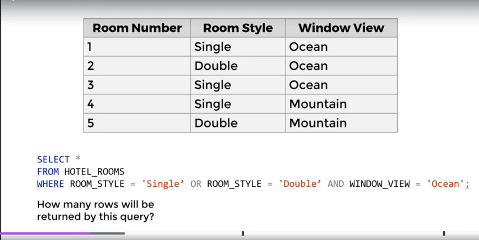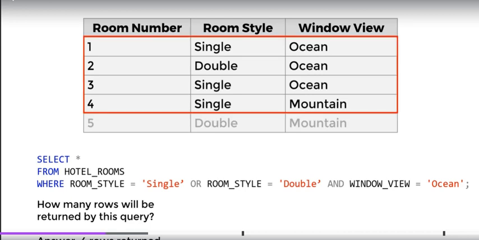3 rows, right? 4 rows. The answer is 4 rows returned. How? Single or double room style, and the window view should be ocean.